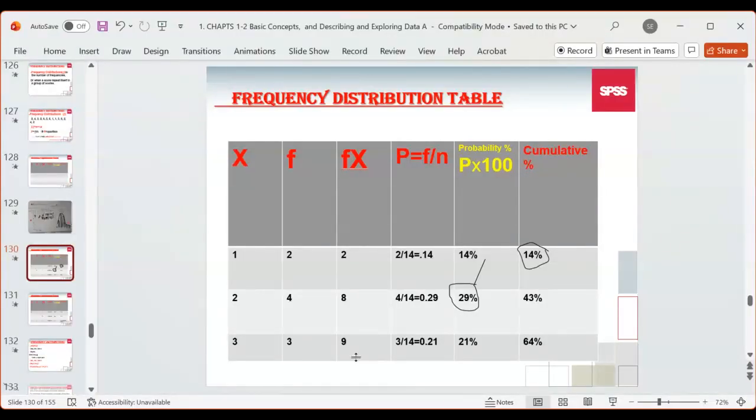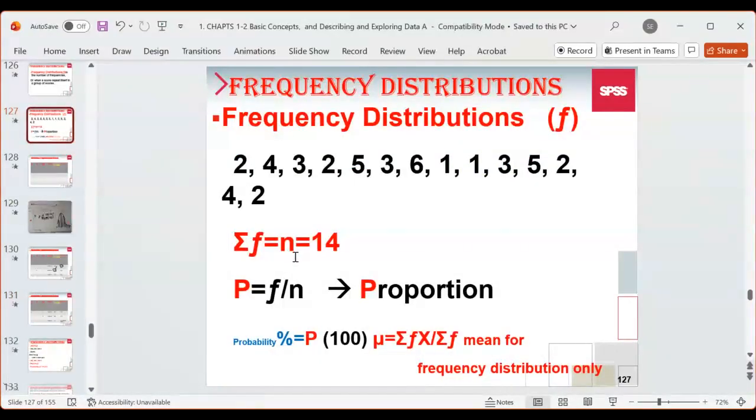Sum of fx: 2 plus 8 plus 9 plus 8 plus 10 plus 18. Sum of fx, divided by the total number, which is 14. Also, it says here, the total number, n, is the total number of participants.